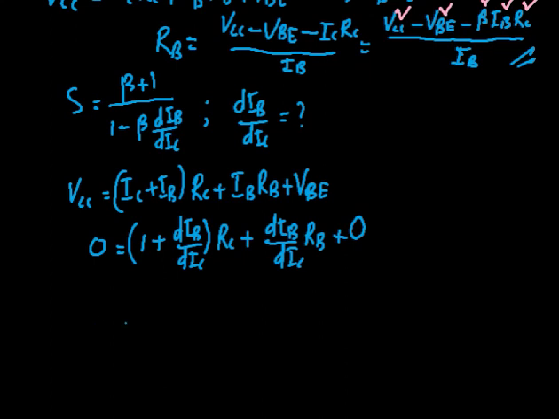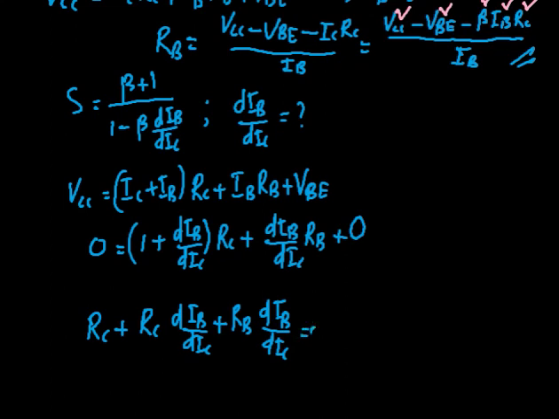So now what remains is, taking this term to the LHS, we will have 1 into RC is RC, plus RC into dIB by dIC, plus RB into dIB by dIC is equal to 0. Which implies, taking dIB by dIC as a common factor, dIB by dIC is equal to minus RC divided by RC plus RB.